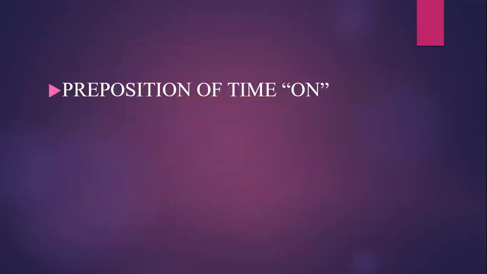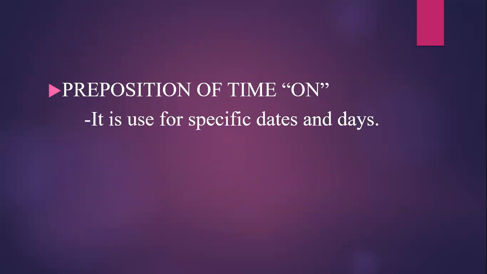Okay, next we move on to preposition of time on. Okay, it is used for specific dates and days. Okay, so for the preposition of time on, it is now used for specific dates, meaning there is a complete date or exact date on when a certain event happens. Also, we use the preposition of time on for days.